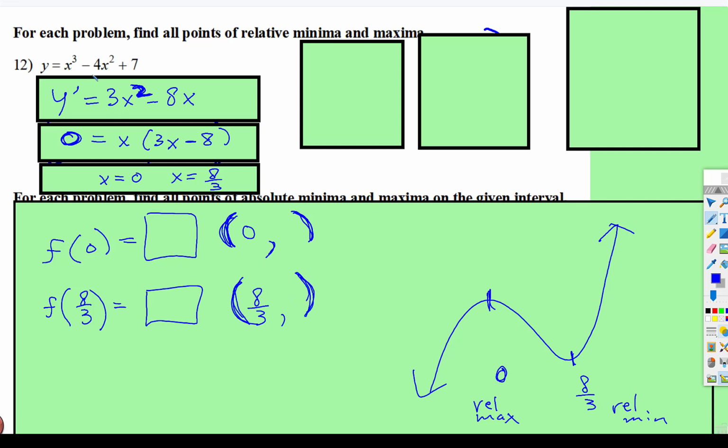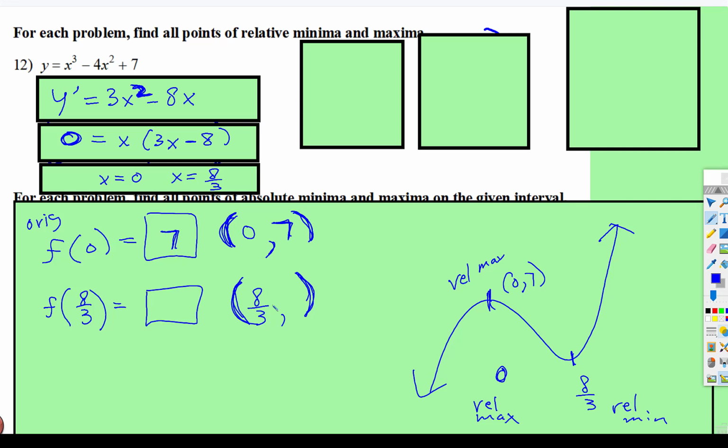So when you plug f of 0 back into the original function, f of 0, you get a height of 7. So this relative max right here is at the point 0, 7.